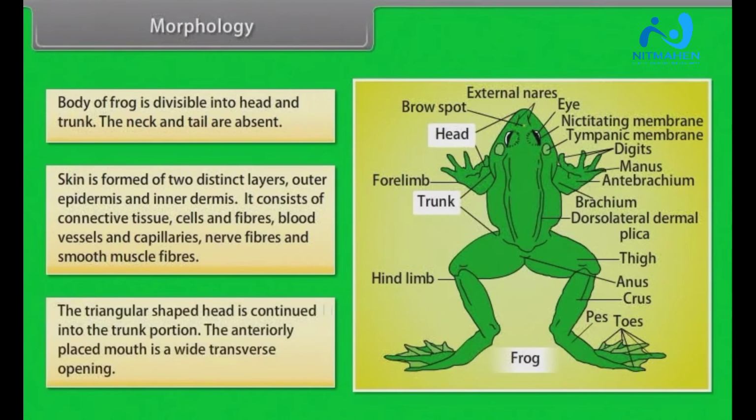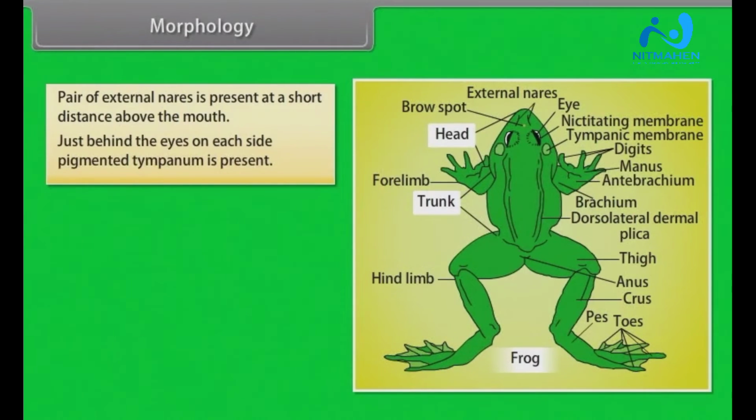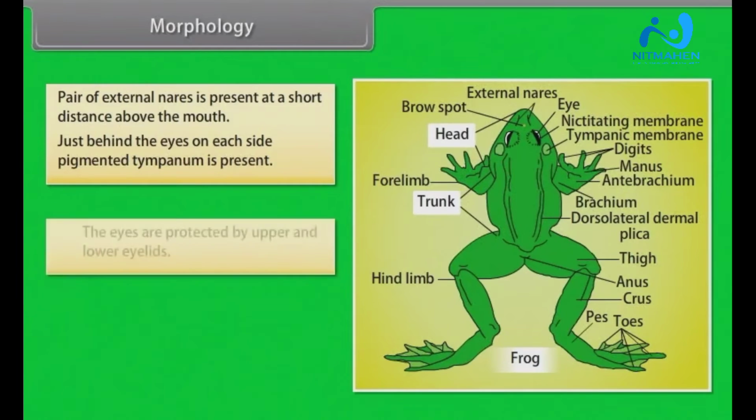The triangular-shaped head is continued into the trunk portion. The anteriorly placed mouth is a wide transverse opening. Pair of external nares is present at a short distance above the mouth. Just behind the eyes on each side, pigmented tympanum is present. The eyes are protected by upper and lower eyelids.